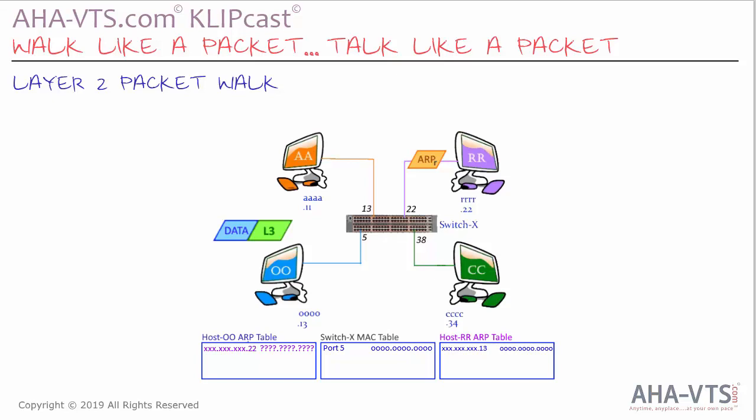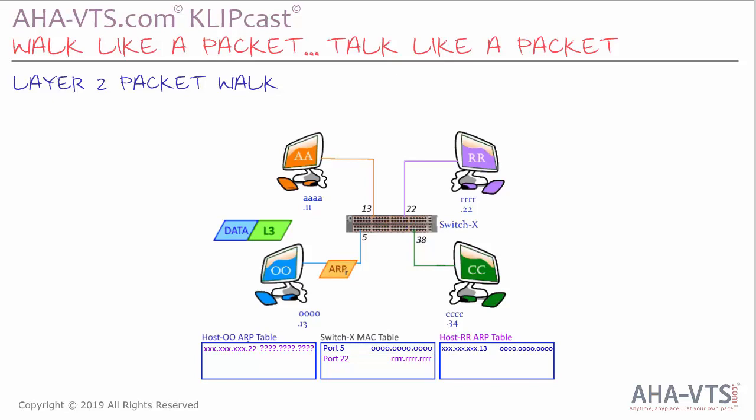When switch X receives the ARP reply, it proceeds to update its own MAC table with an entry for host RR and the port to which the reply was received on. In this case, it is port 22. As this reply is unicast in nature, switch X will check its MAC table for how to reach host 00. It finds that it can reach host 00 on port 5 and sends the reply out.